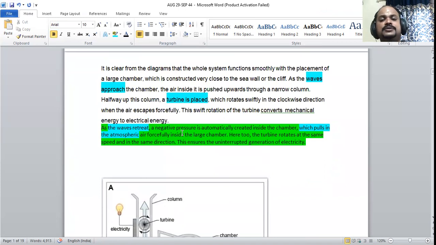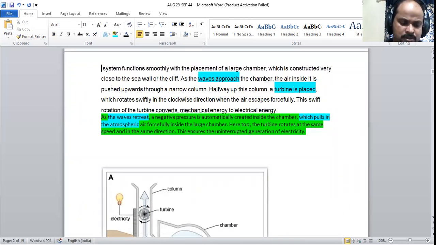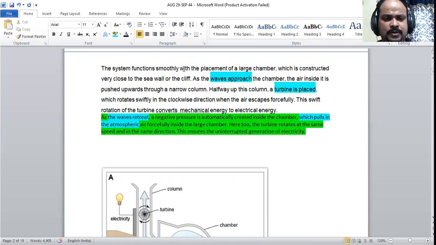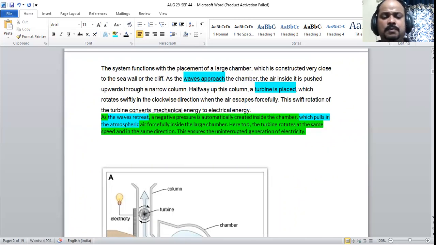It's clear from the diagrams that the whole system functions smoothly with the placement of a large chamber, which is constructed very close to the sea wall or the cliff. So I have to write something else to make it a little bit better. I need to upgrade my language. It's clear from the diagrams that the whole system functions smoothly with the placement of a large chamber which is constructed very close to the sea cliff.